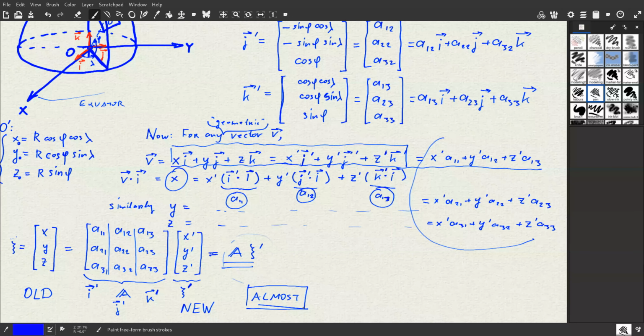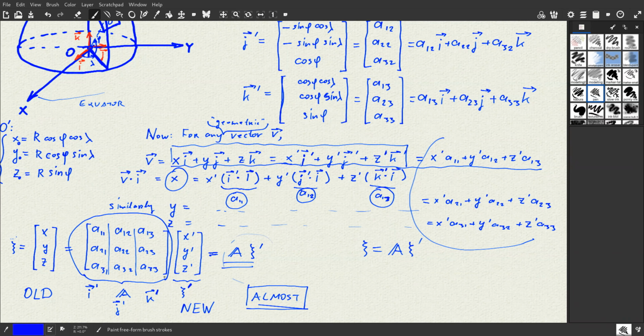Any ideas, please? What have we not done yet? In terms of projections, this formula is correct. So we really can say that xi is equal to A times xi prime, where matrix A is this one, composed of column vectors i prime, j prime, k prime. And yet something is missing. Please, any idea?